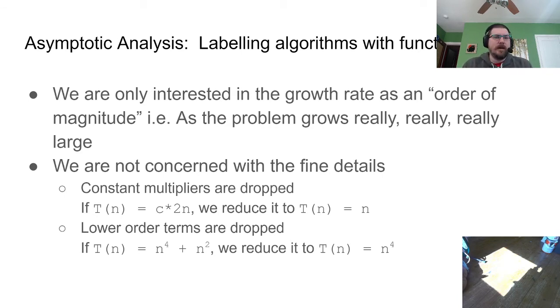Also, lower order items are dropped. So if I have n to the 4th plus n squared, we don't care. That's such a small amount. That would be like saying, "Oh, I'm really upset about my schedule next week." "Oh, what are you doing?" "Oh, I'm climbing Mount Everest and trimming my toenails." It's like, "What?" Why would you even mention trimming your toenails? Getting an n to the 4th algorithm to execute is a massive, massive thing, whereas n squared is tiny by comparison, right?